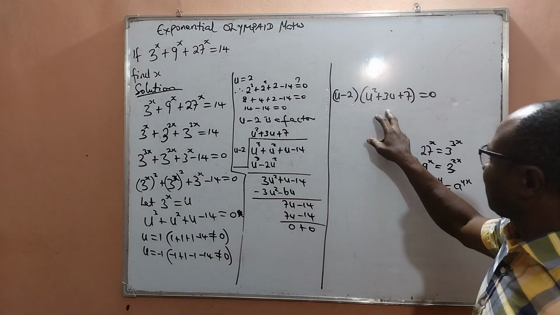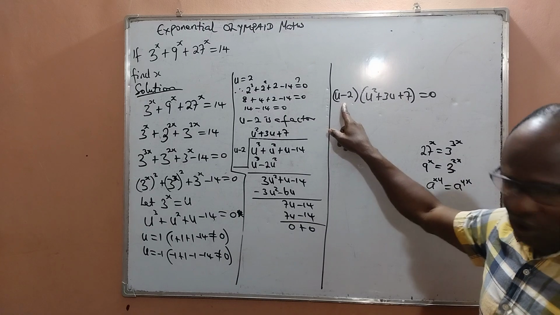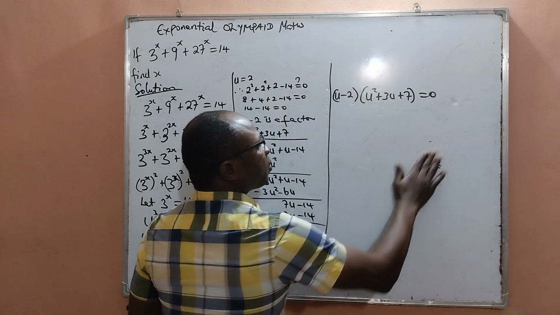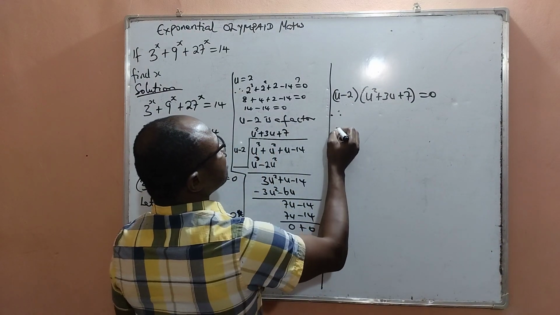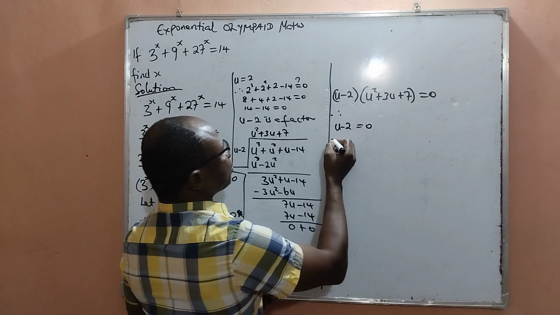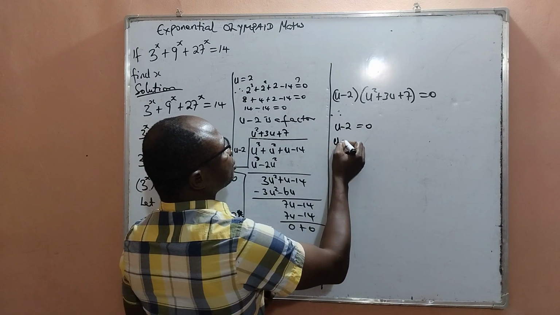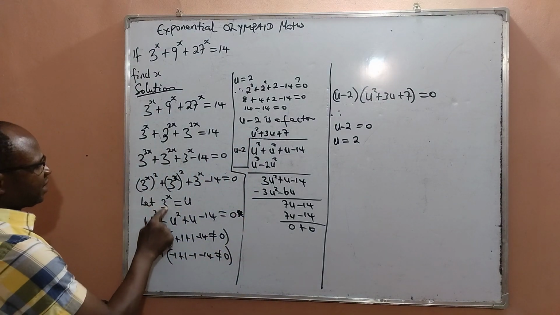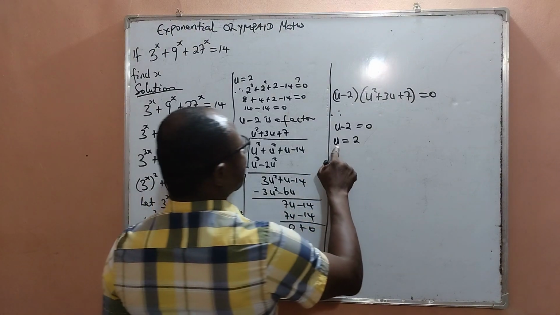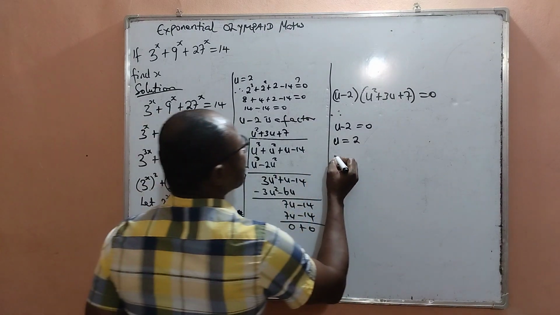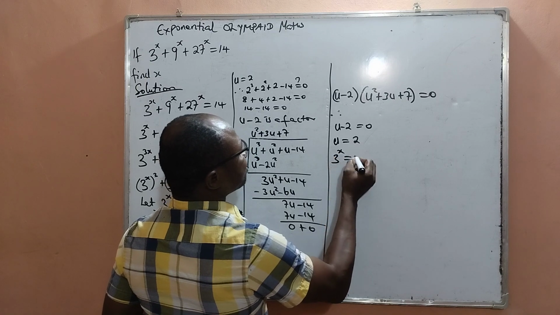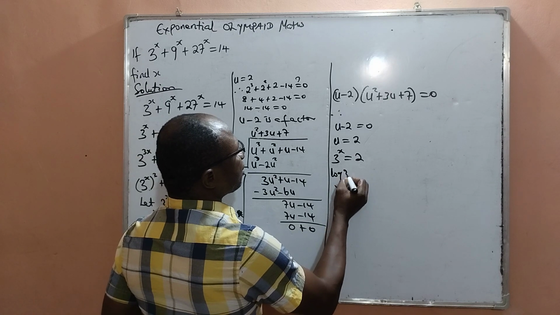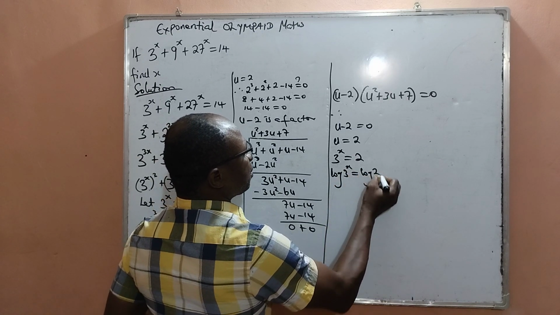Okay, what does this imply? It means that the first bracket is equal to 0 and the second bracket also is equal to 0. Therefore, from the first bracket, I can now say u minus 2 is equal to 0, implying that u is equal to 2. But remember, we said here, let 3 raised to the power x be equal to u. So if I replace u now with 3 raised to the power x, that is going to give me 3 to the power of x is equal to 2. Therefore, taking log to both sides, log of 3 to the power of x is equal to log of 2.